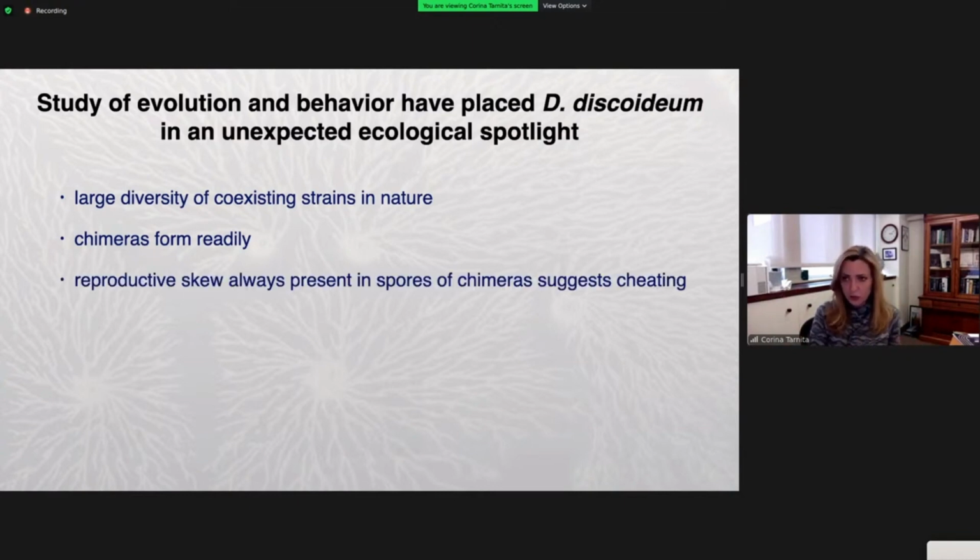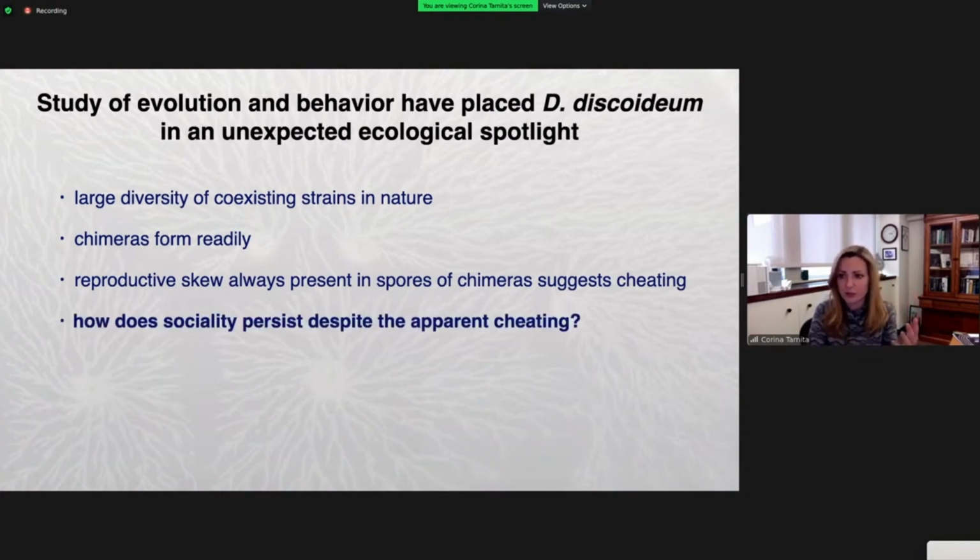Rampant reproductive skew, basically every single pair that was tried had some sort of reproductive skew, which suggests rampant cheating in nature, which of course poses the problem of how does sociality persist at all, or how does this multicellularity persist at all, despite this apparent cheating.